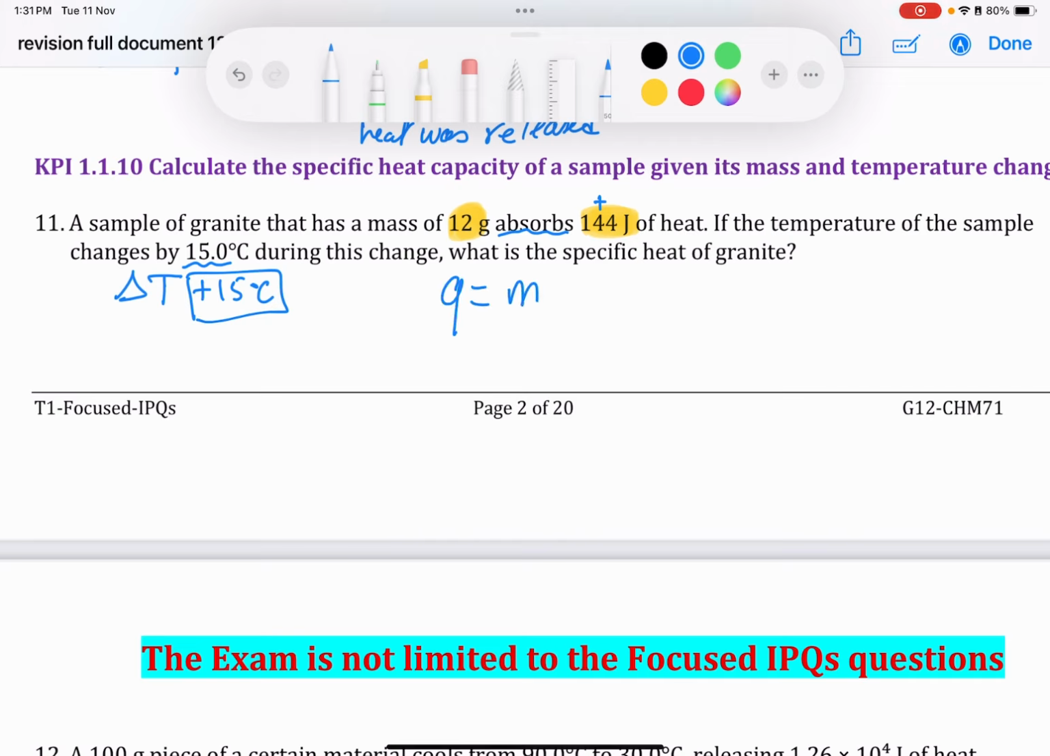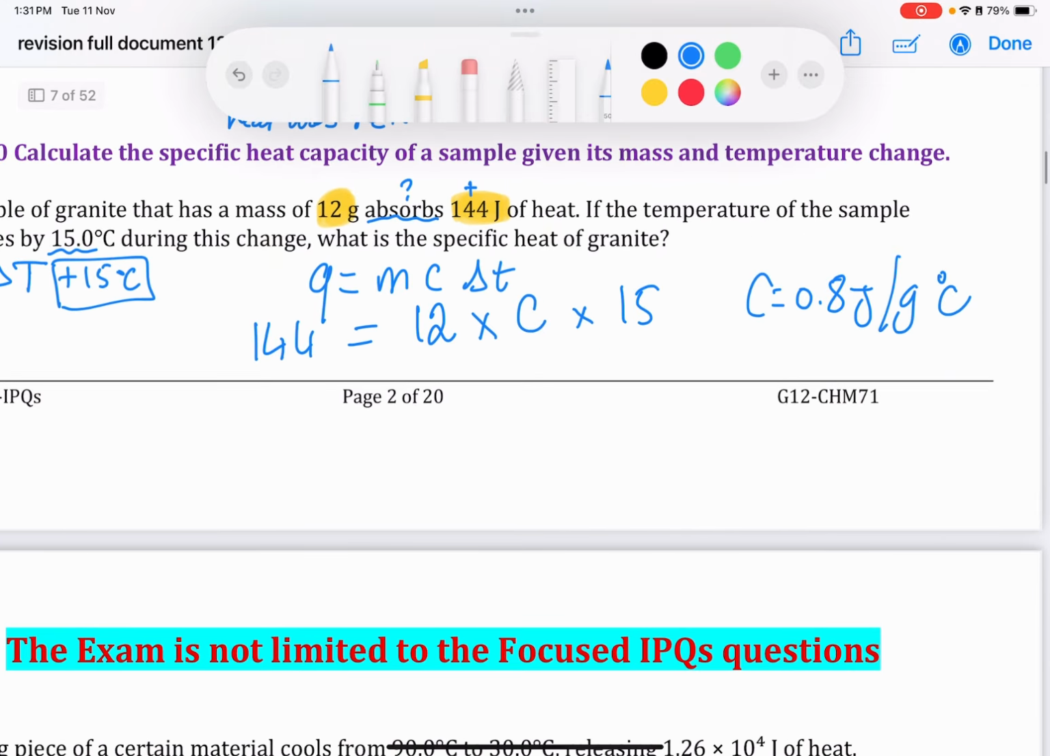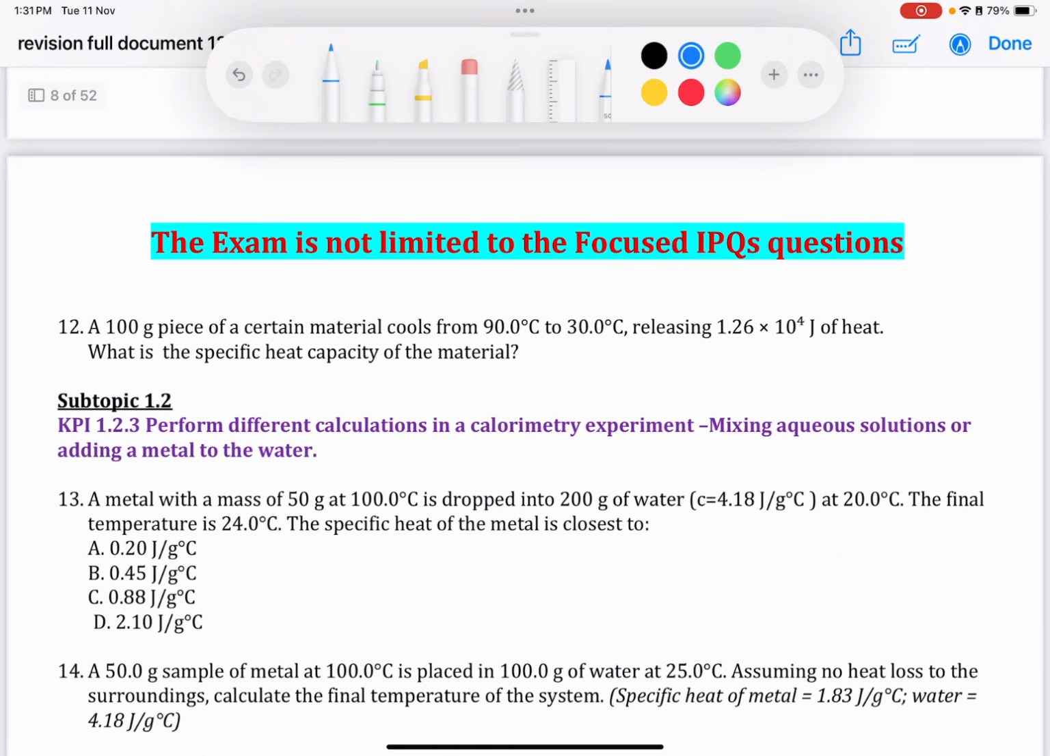So Q equal MC delta T. So 144, because heat is absorbed, equal 12 gram is the mass, and we need to calculate the specific heat of granite, and here's the 15 degrees Celsius. So the final answer in this case is going to be 0.8 joule per gram Celsius. Definitely, the specific heat capacity is not allowed to be a negative value.